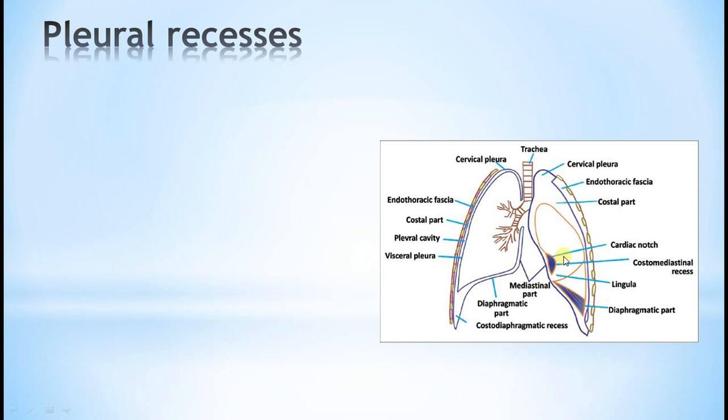So costal pleura, mediastinal pleura, cervical pleura, diaphragmatic pleura, and then we have also discussed the pulmonary ligament and the suprapleural membrane, which gives an extra protection to the cervical pleura. Now we will come to pleural recesses.